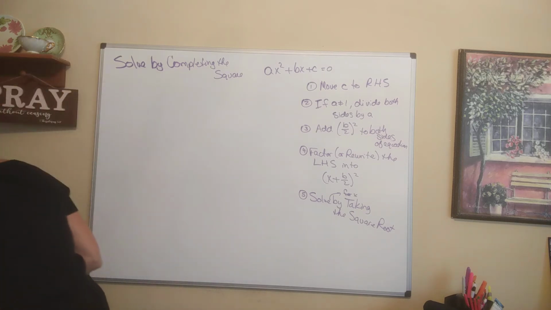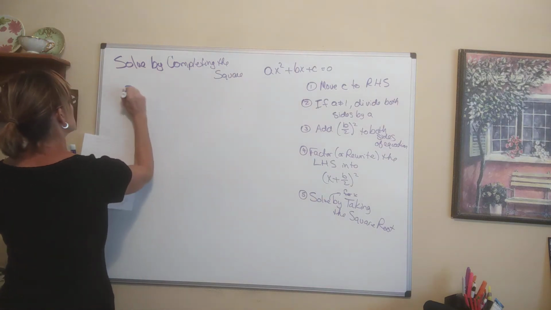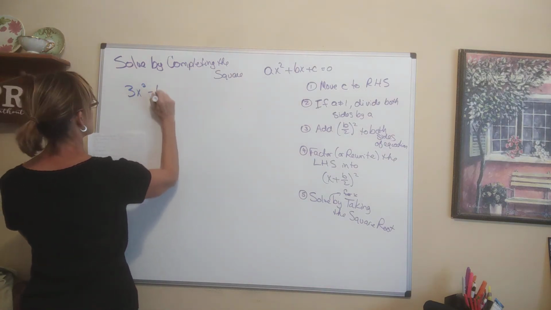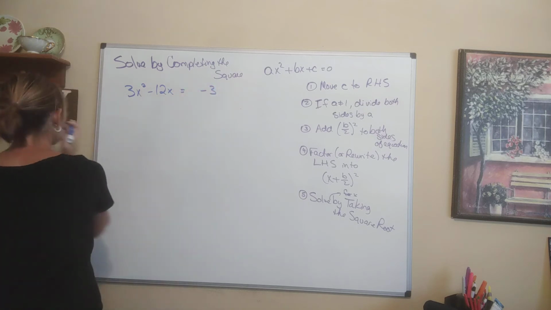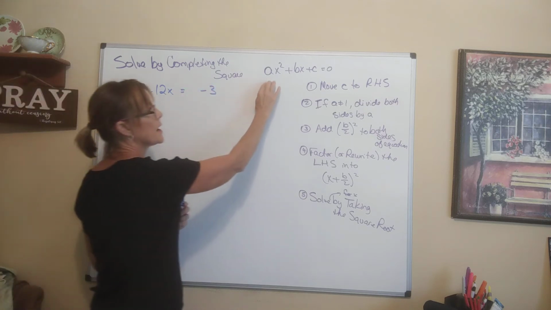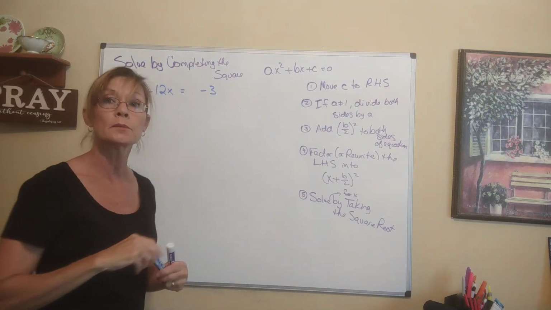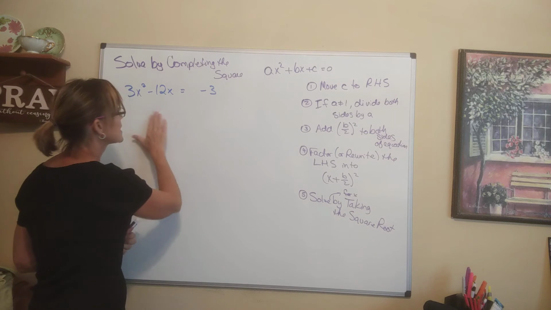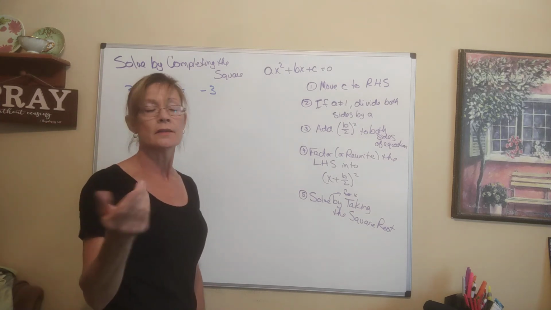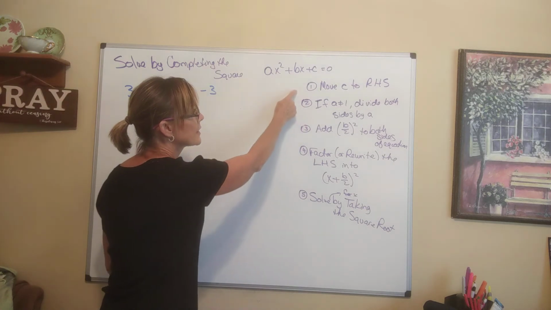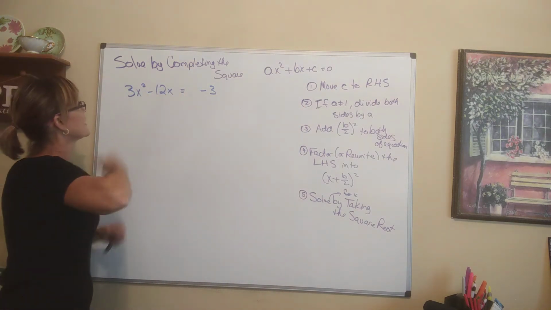Okey-doke. The last one is 3x squared minus 12x is equal to negative 3. Okay, most of these we have started in this form, ax squared plus bx plus c. But if you're solving by completing the square, and you realize that c is already on the other side, you've got step 1 done. So if you realize that, then you're ready to go on to step 2, which says if a is not 1, divide both sides by a.